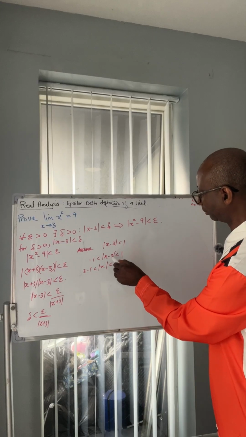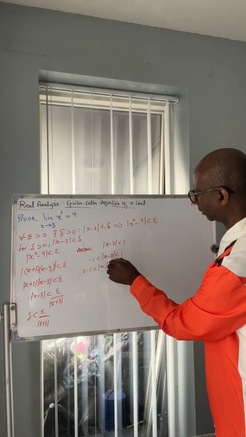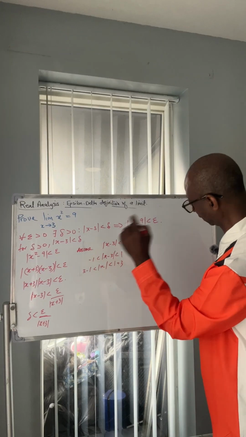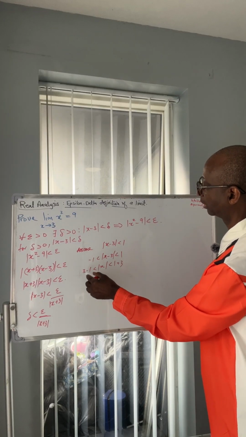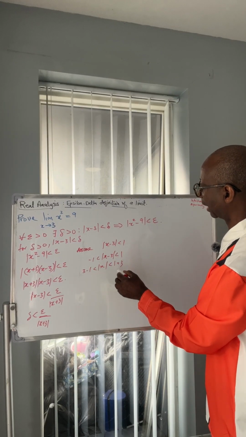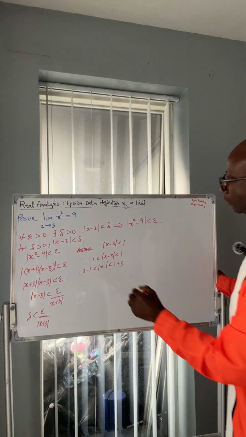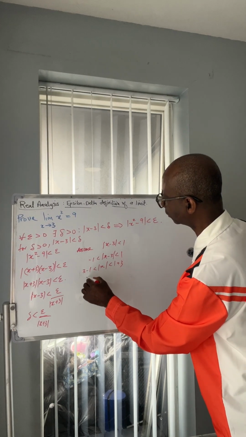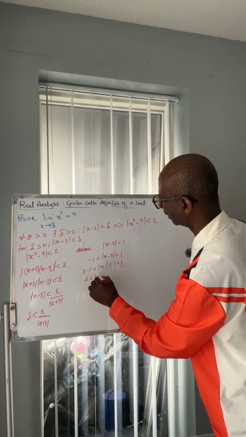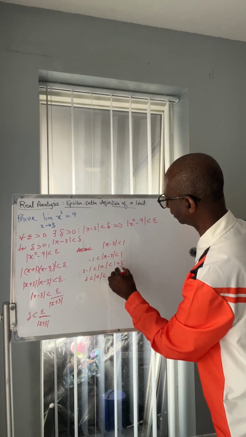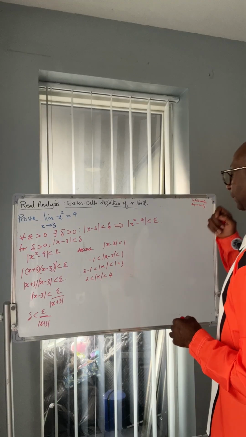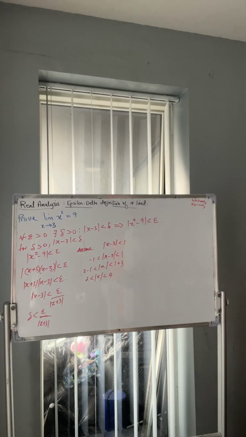This is minus 3. Bring it here, it will be plus. Minus 3, bring it there, it will be plus as well. So it's going to be plus 3 minus 1 and 1 plus 3. So 3 minus 1 gives you 2 less than x less than 4. Correct?